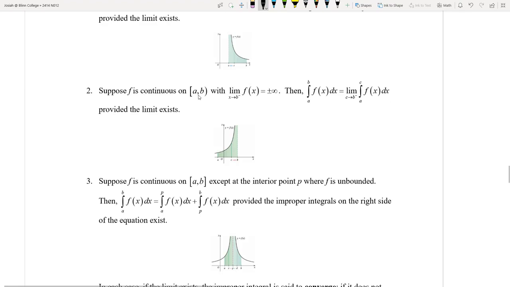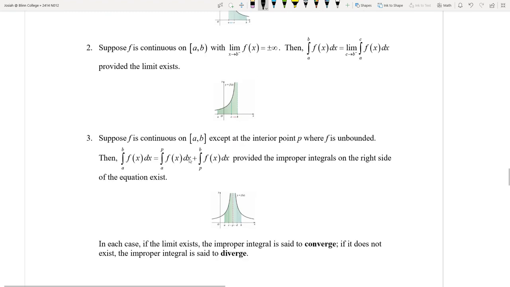Same thing on the left side. If we have a vertical asymptote on the right side, then we'll swap out our problem area where the vertical asymptote is with a different variable, and we'll let the limit take care of it. We'll let the limit approach our vertical asymptote, in this case, from the left. We can also take an integral that passes through a vertical asymptote. If we have a to b, and some point p where we have an unbounded area or a vertical asymptote, then again, we'll have to split the integral into what's left of the vertical asymptote and what's right of the vertical asymptote.